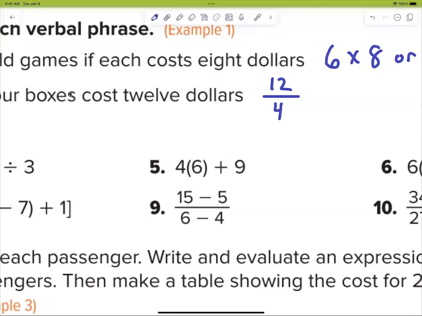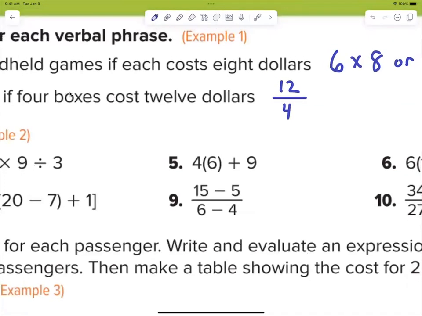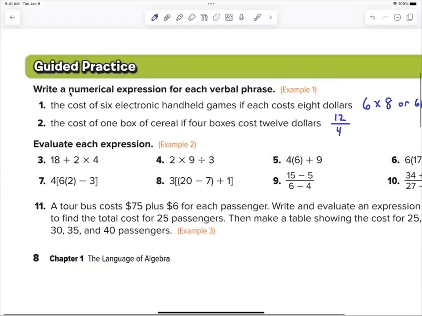How do we know if you want us to put things or not? Well, write a numerical expression. That's what the directions say. Write a numerical expression. That's it. Everybody's good with that now, right?